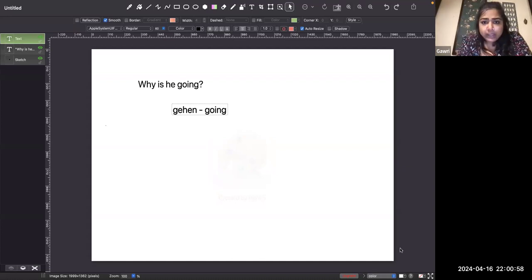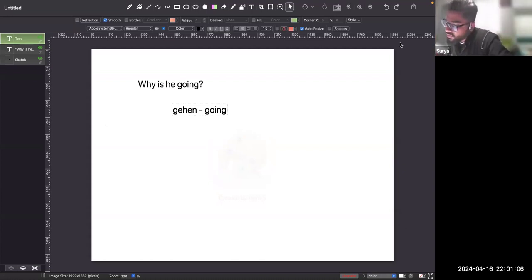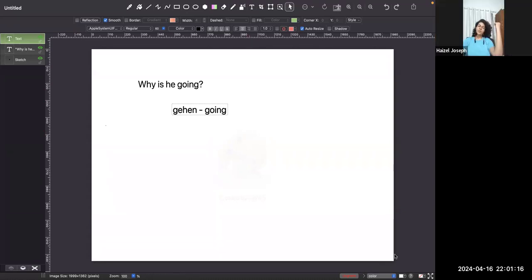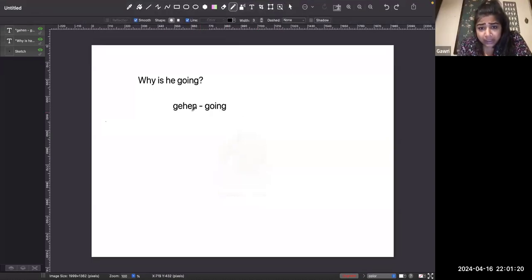Surya, what have you done? I have written Warum ist gehen? Okay, let's see. Hazel, what have you done? I've written the same. Warum ist gehen? Yes. Now you also have to think about what the ending of the verb will be, en only, or will the ending be different?